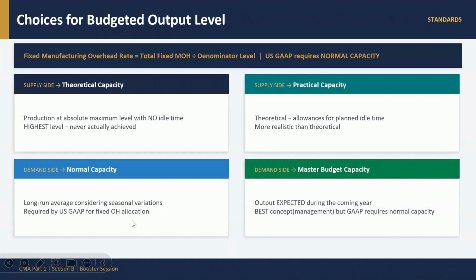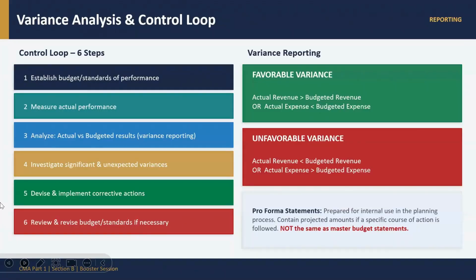Okay. Then the last important concept of section B is about the control loop. So now we learn to budget. Okay. After budgeting and when we get the actual performance, we should also have the knowledge of seeing whether we have performed well or not, isn't it? How do we get to know that? It is through the control loop.